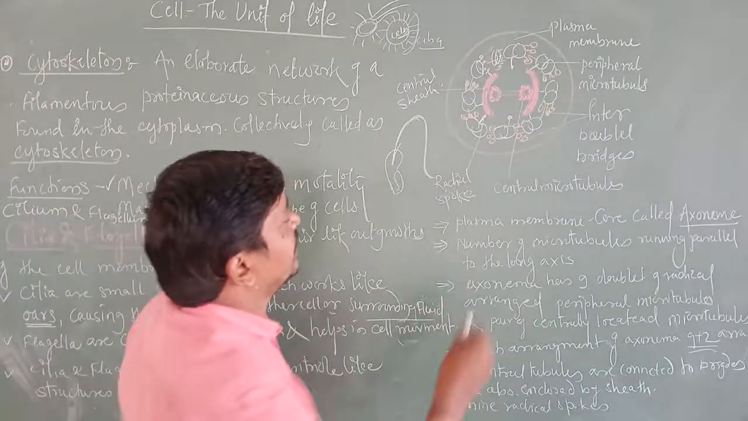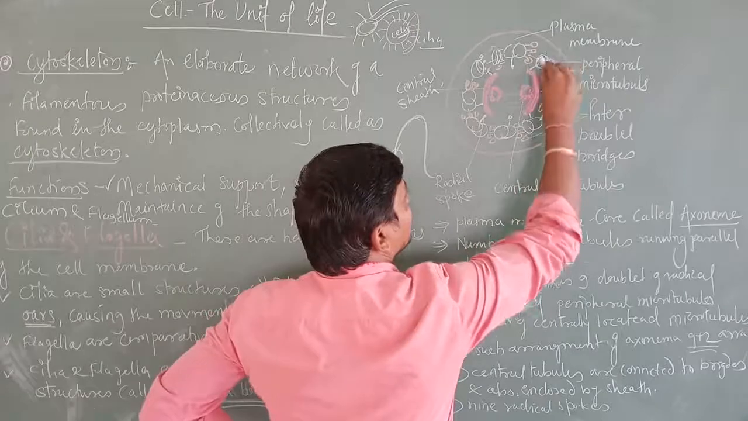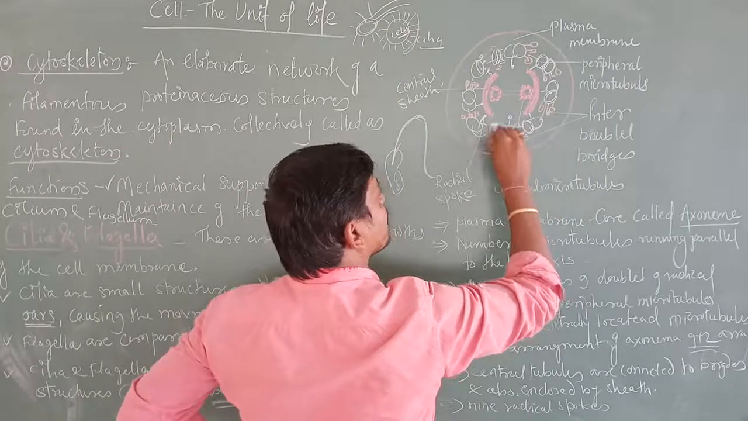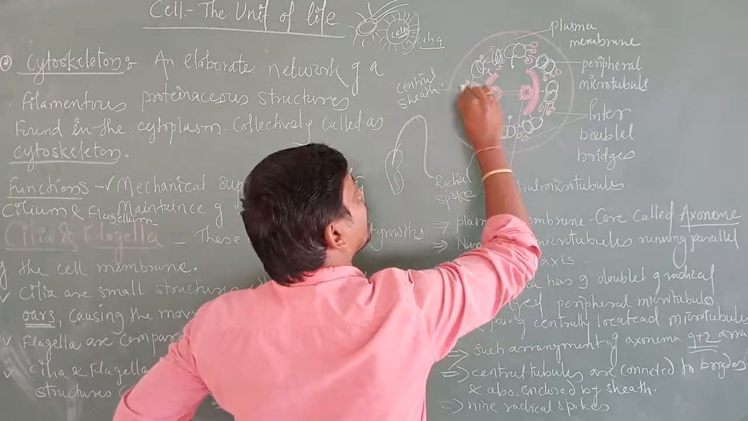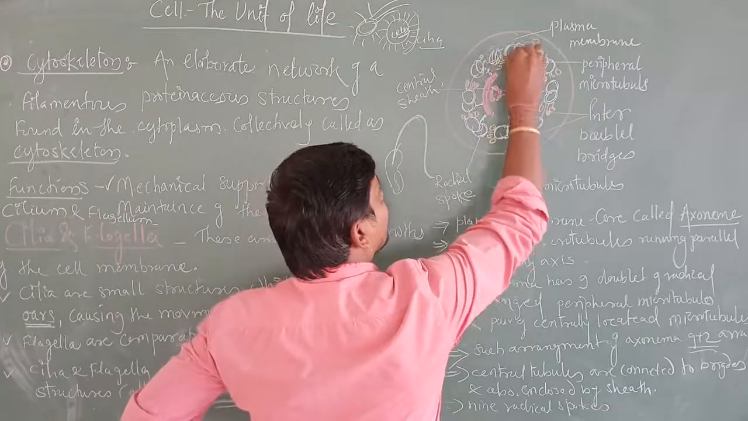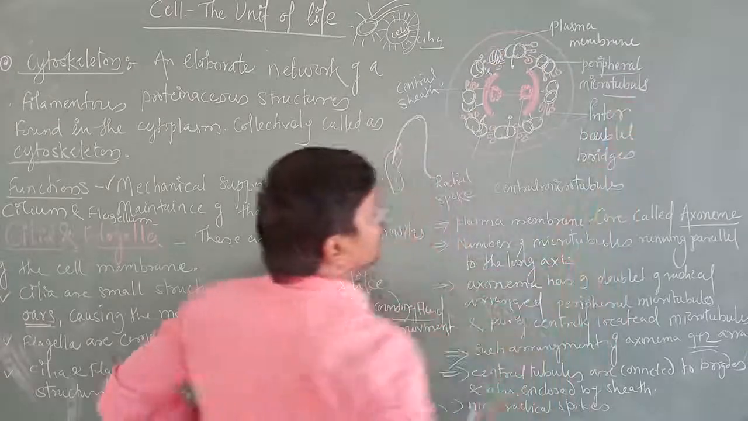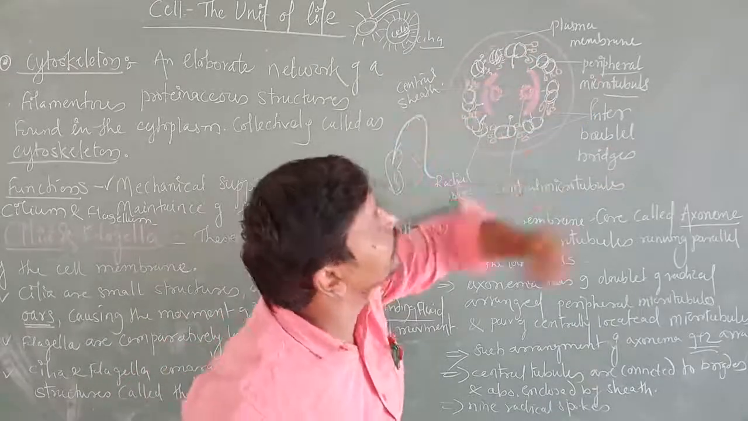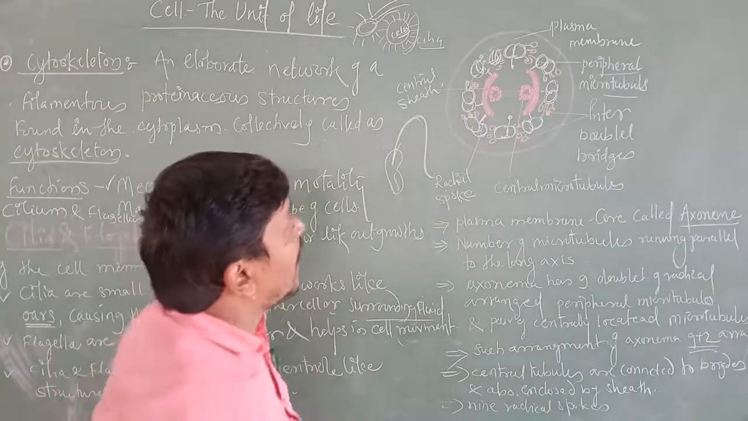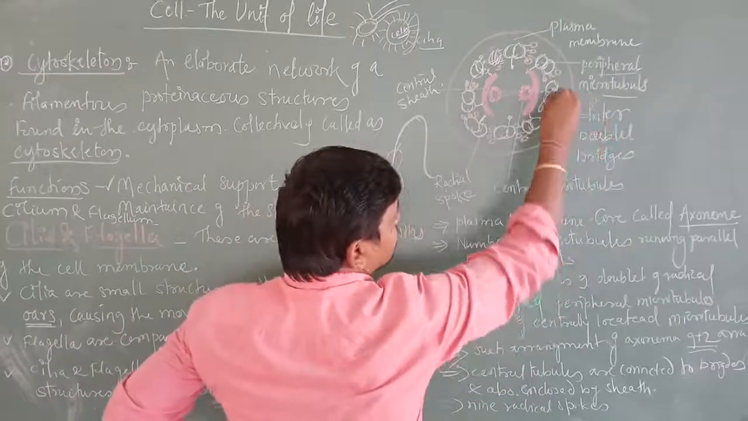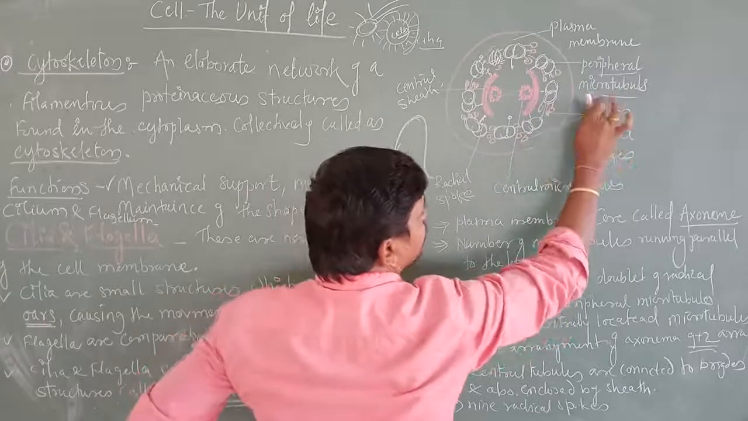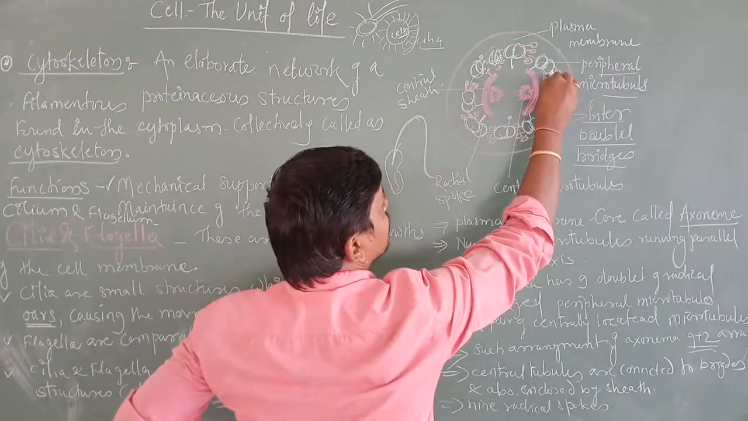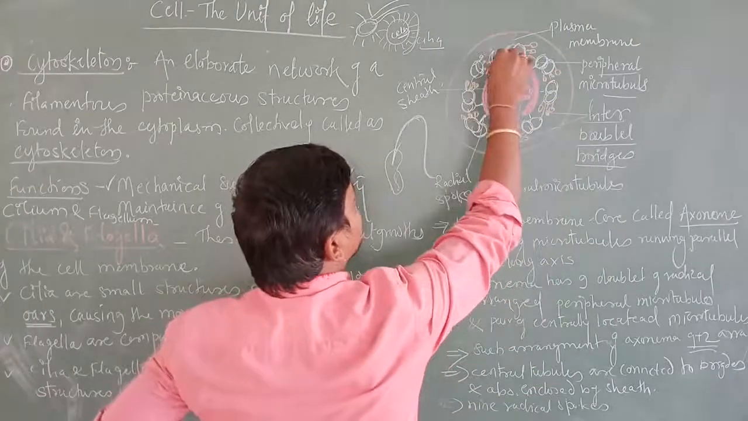Afterwards, whatever I have drawn with the white colored chalk, what I am drawing once again here, these we are going to call the peripheral microtubules. So these two are central microtubules and these all are peripheral microtubules. And in between the peripheral microtubules, you are going to find the interdoublet bridge. These are the interdoublet bridges.